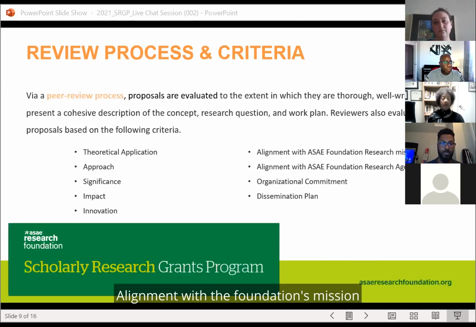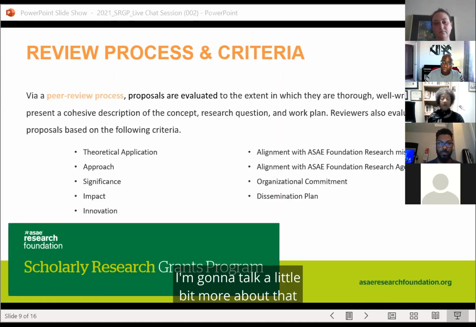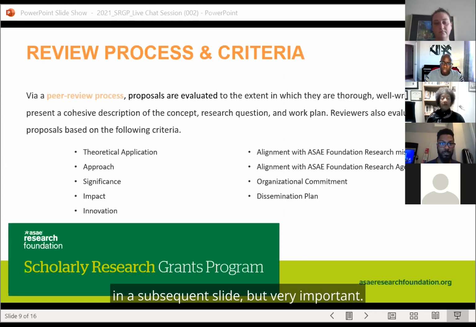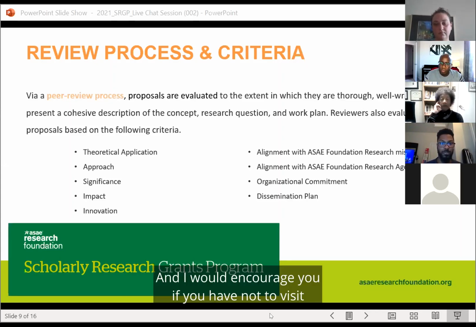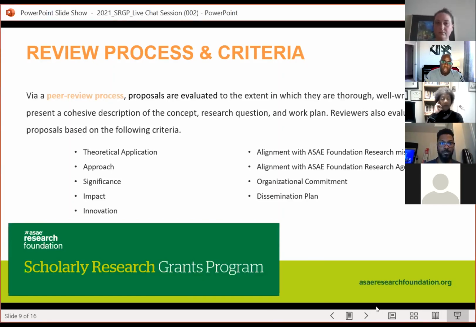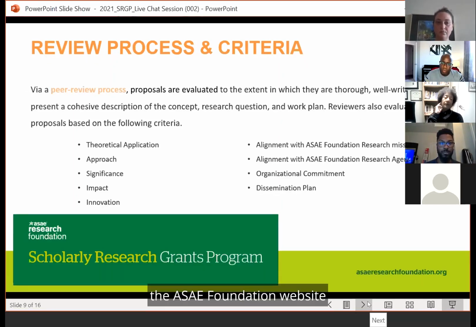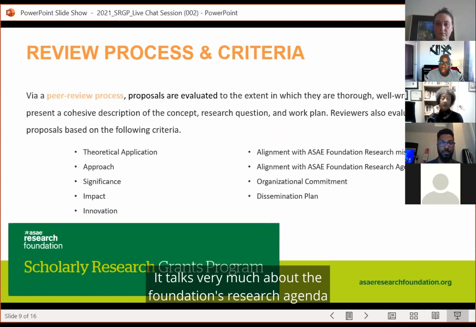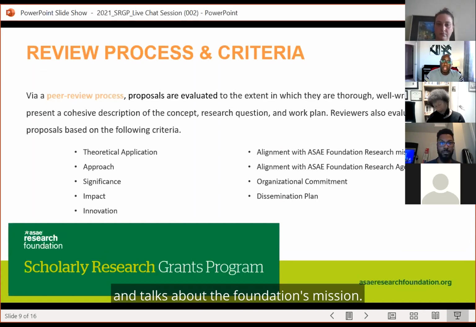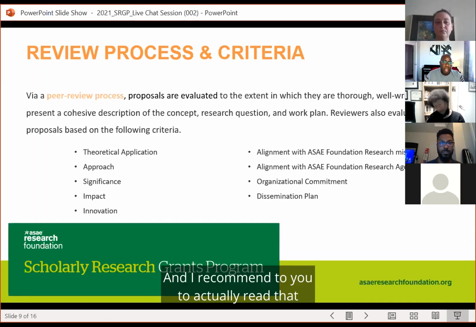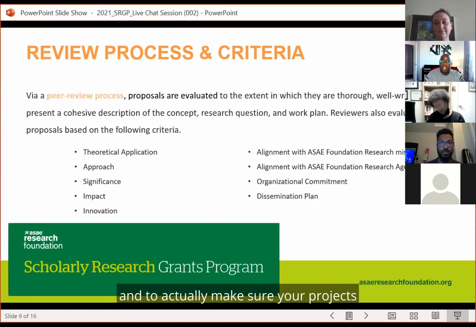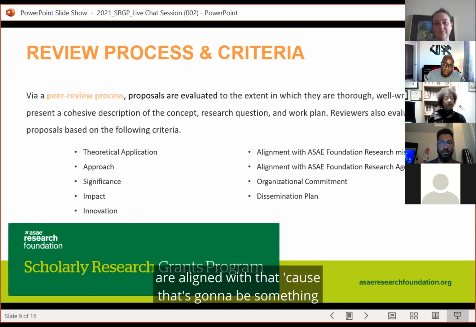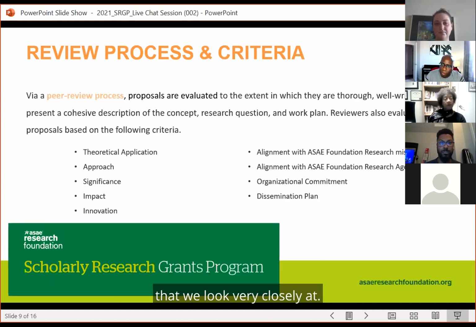Alignment with the foundation's mission and with the foundation's research agenda. I'm going to talk a little bit more about that one in a subsequent slide, but it's very important. I would encourage you, if you have not, to visit the ASAE Foundation website, and look under About Us. It talks very much about the foundation's research agenda and the foundation's mission. I would commend you to read that and make sure your projects are in line with that, because that's something we look at very closely.